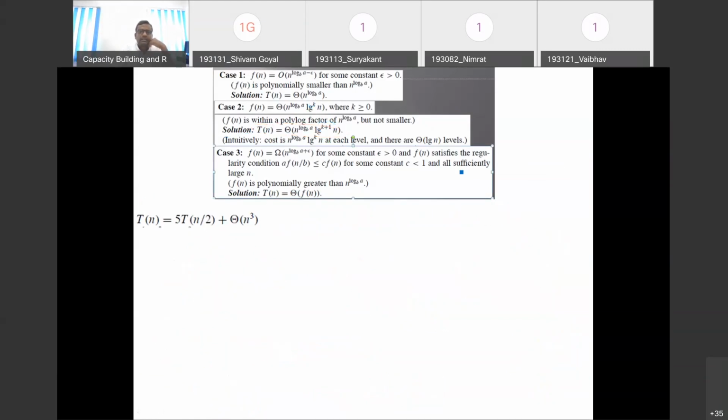Next numerical, what does it say? Now we need to solve this numerical problem using Master's theorem. Try it, everyone. In this equation a is equal to 5, b is equal to 2 and f of n is equal to n cube. So we need to compare which one? n raised to the power log a base b versus n cube.